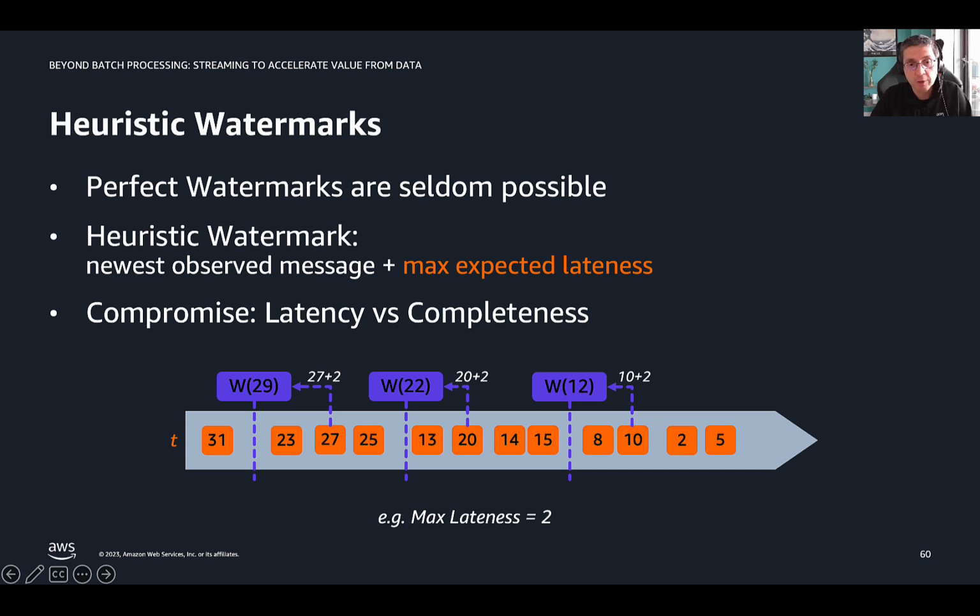These watermarks will not be perfect, but they are a compromise between latency and completeness. If we give a shorter margin for late events to come in, we reduce the latency of the output. But if we give a longer margin, we reduce the chances of messages coming late, but we are increasing the latency of the output.